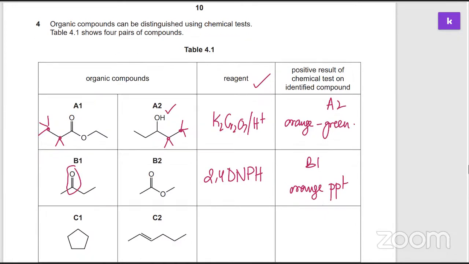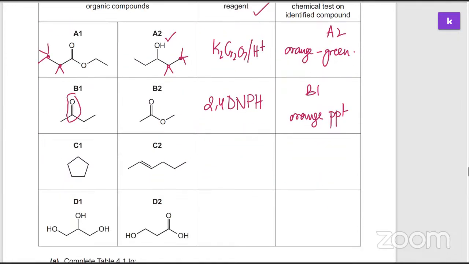You get an orange precipitate. As for the next one, one is an alkene and the other is an alkane. So what's going to happen? Sir, we'll brominate the C2. You use aqueous Br2, in the absence of light. So the alkene will decolorize the red-brown color. This and this, how would you distinguish these two?